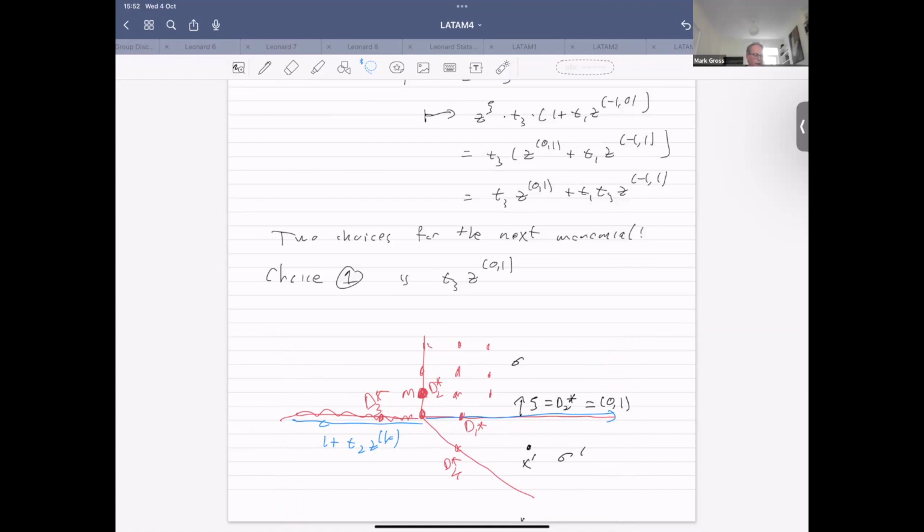So if I am using this first choice, I came down from infinity. Let me erase some of this. I came down in the vertical direction from infinity. I cross here, something happens, and the new monomial is T3 z to the 0, 1. The only thing that's changed is the coefficient. If we continue to go due south, this is still in the direction 0, minus 1. So that's the first choice.